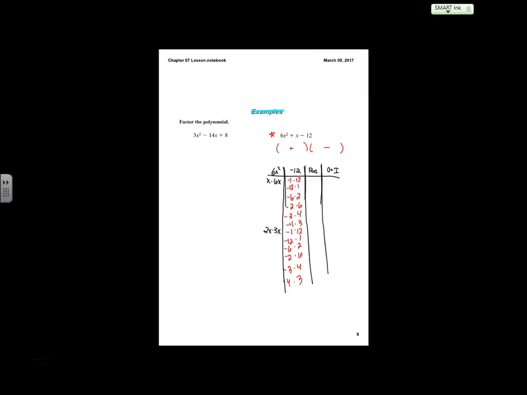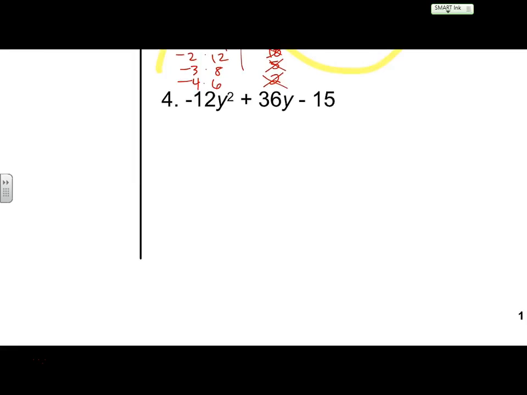So go back to our example. Here we go. I am pulling out a 3, but I also need to pull out the negative sign. So we're going to pull out a negative 3. The 3 I can pull out because 3 goes into every single term. It's a shared factor, the greatest common factor.